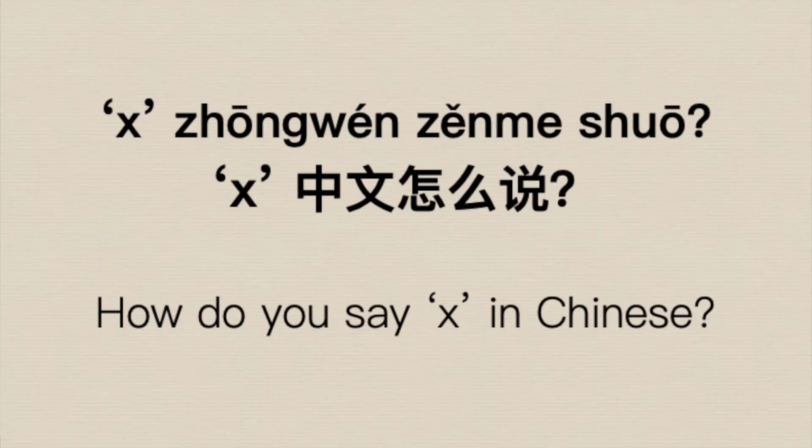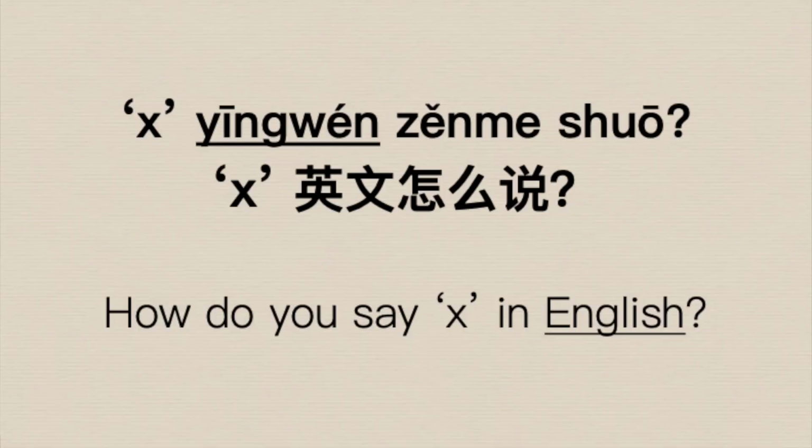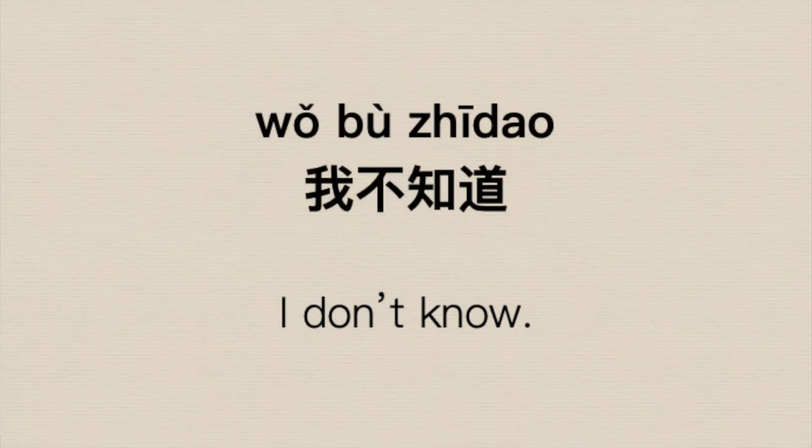All right, number 3. How do you say X in Chinese? Whatever X happens to be. X 中文怎么说？ And you can switch out 中文 with 英文 if you want to know how to say something in. How do you say this in English? X 英文怎么说？ Number 4. 我不知道。I don't know.